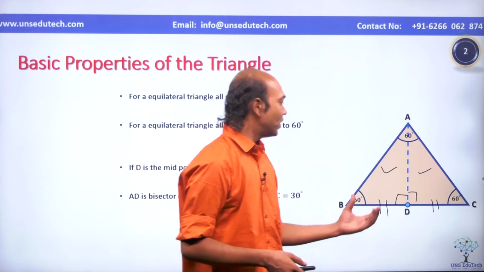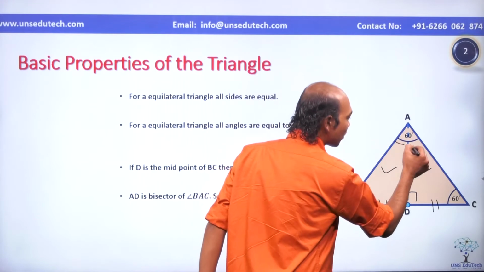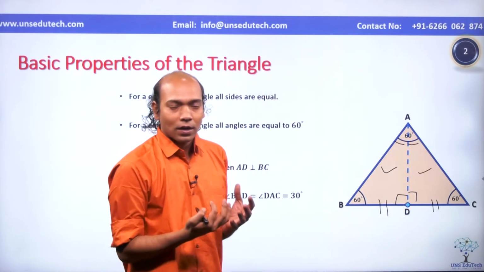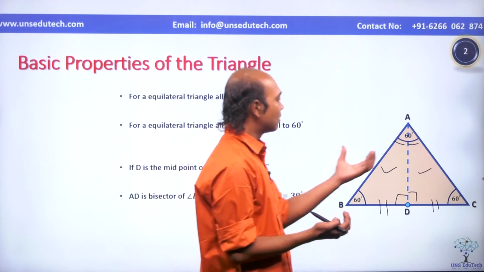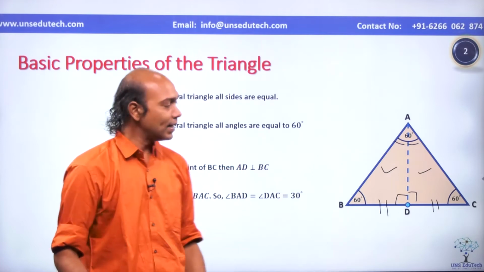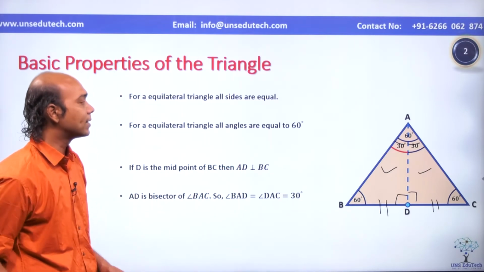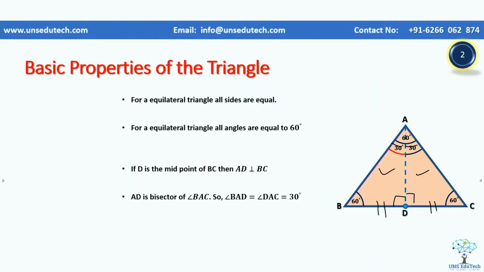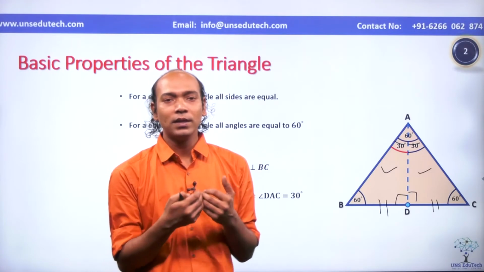Okay. Now, if D is the midpoint of BC, again based on the congruency, these two triangles must be congruent, and hence these two angles are equal. So, therefore, we can easily prove that these two angles are 30 degree. So, these are the basic properties we will use in the concept when we learn trigonometry.